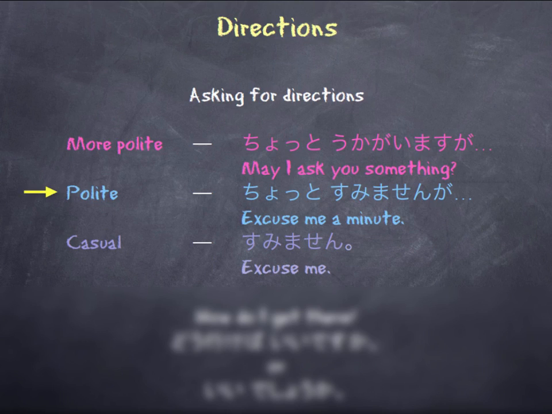Our second example is also polite, but it's just a little less formal. Excuse me a minute. ちょっとすみませんが. And finally, we have the casual way of interrupting someone, and that's just simply すみません.